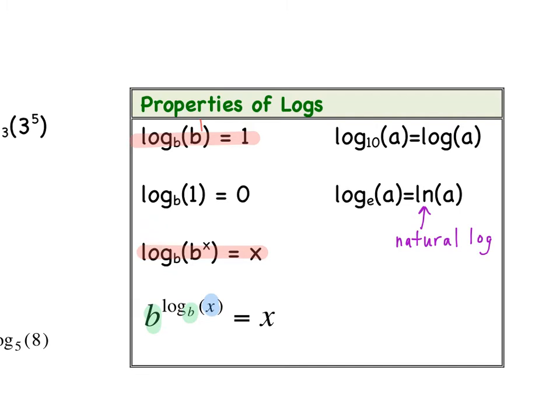This is just called a common log, okay? Log base 10 of a is the same as saying log of a. When there's no base written in for your log, we know it's 10. Kind of just like with square roots. If I just have the square root of x, I know my index is 2. It's not written in though, okay? We would say our index is 2, but we don't write it in. Same with logs. When I have no base written in for my log, I know it's 10.